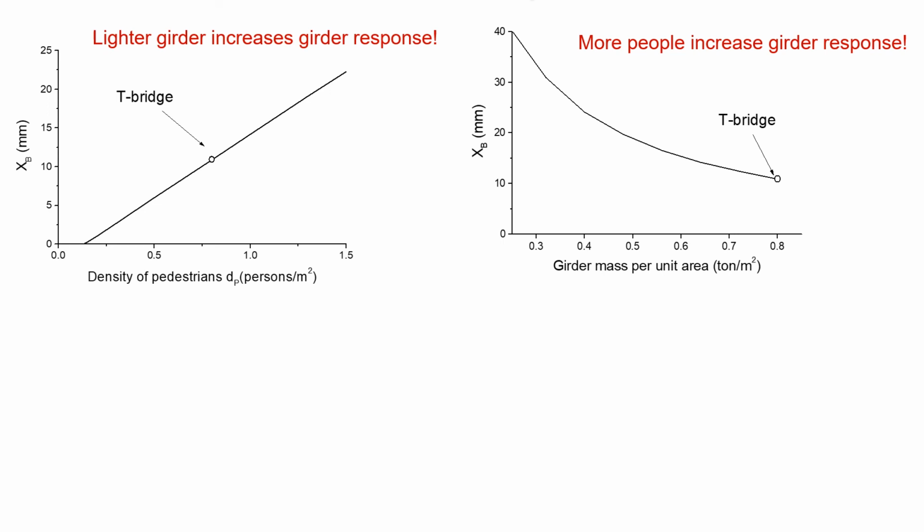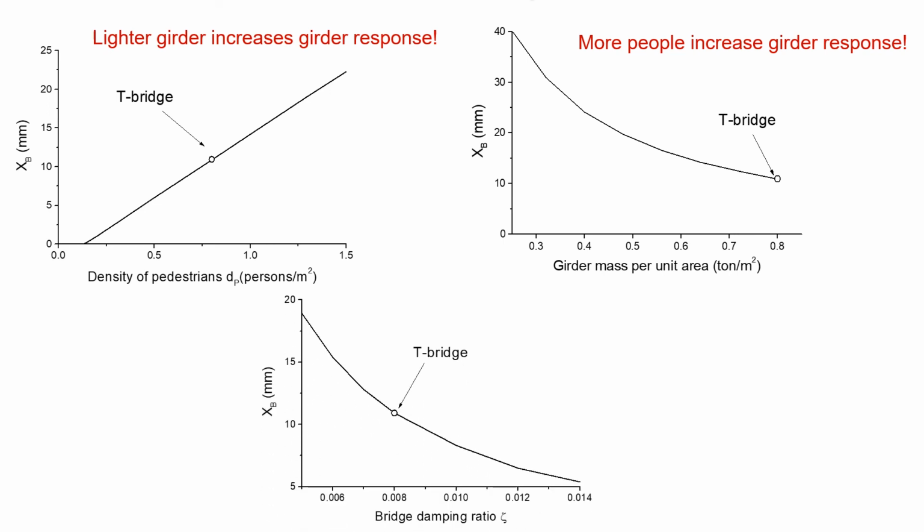Nowadays, some bridges are slender and very light because of aesthetic reasons or using new materials. In such a bridge, countermeasures to suppress the vibration would be necessary.